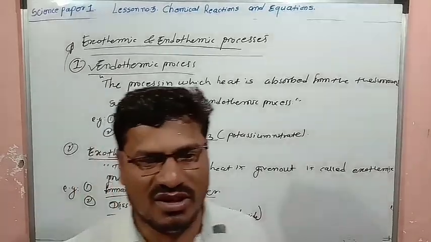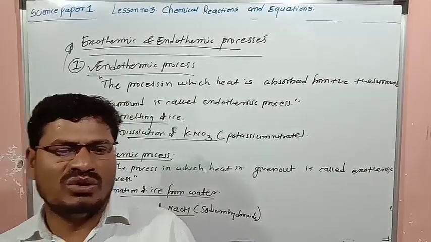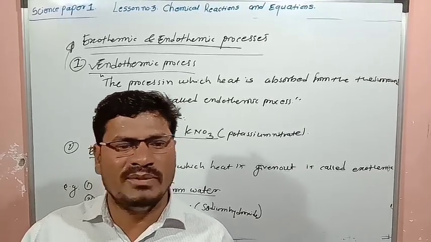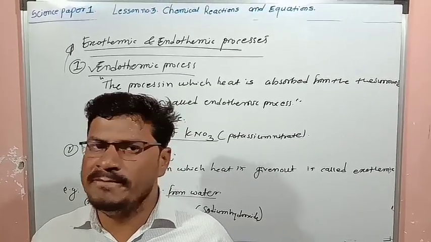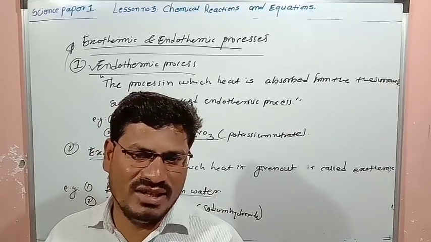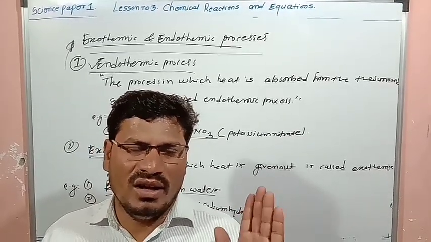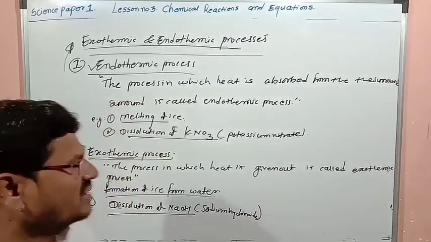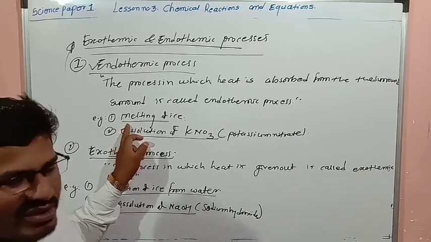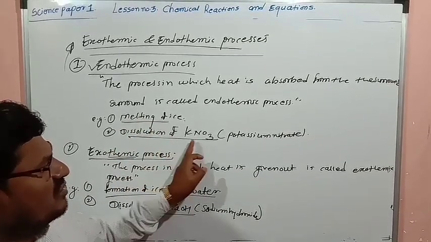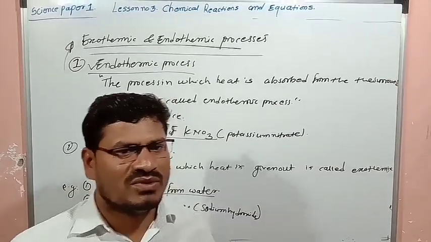NaOH is sodium hydroxide. When you are dissolving sodium hydroxide in water, heat is given out, heat is liberated. This is called an exothermic process. So two things are clear: first, there is the endothermic process, and second, the exothermic process. In the endothermic process, we have given two examples: melting of ice, and the dissolution of KNO3.